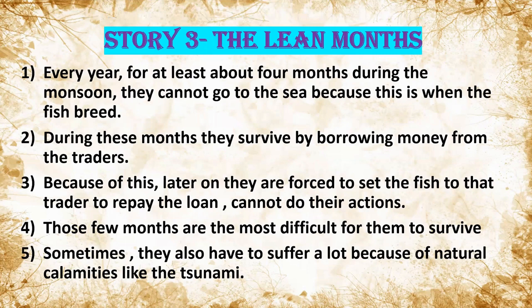Every year, for about 4 months, they cannot go to the sea. Why? Because this is when the fish are breeding, which means the new fish are coming. So class, at that time, they borrow money from the traders to survive. And later on, they are forced to sell the fish to the traders to repay the loan, and they are not able to do the auction. So these are the lean months for them. And it was very difficult for them to survive during these months. And even sometimes they have to suffer because of natural calamities like tsunamis. So this was the basic lifestyle of the people who practice fishing.